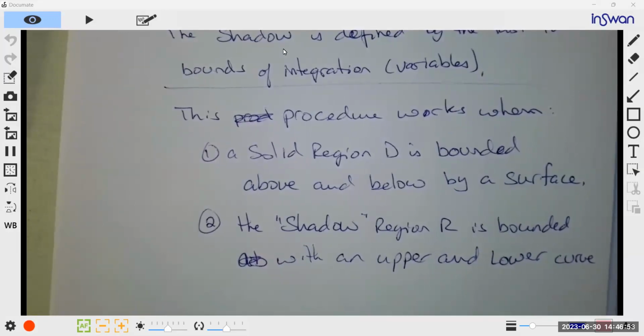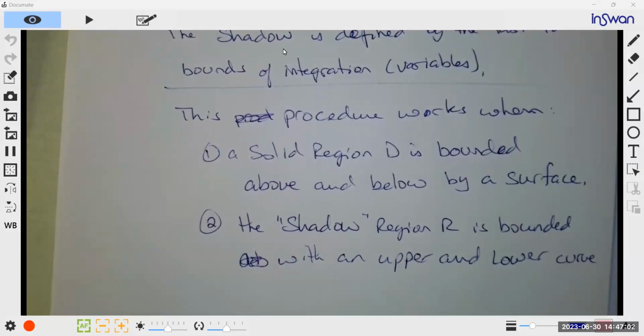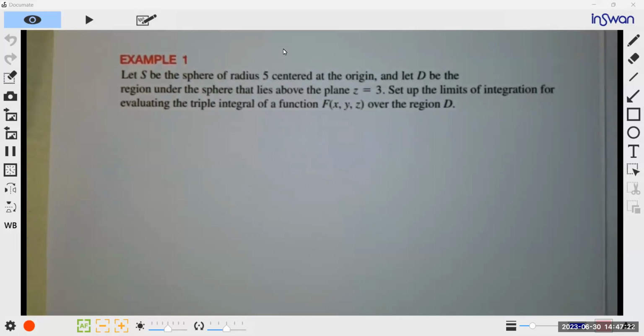Right, let's look at some examples here. Where are my example sheets? Here's the first one.